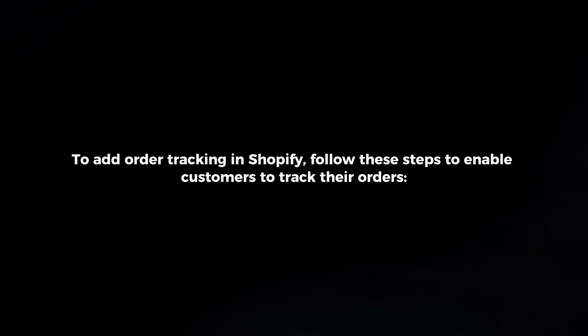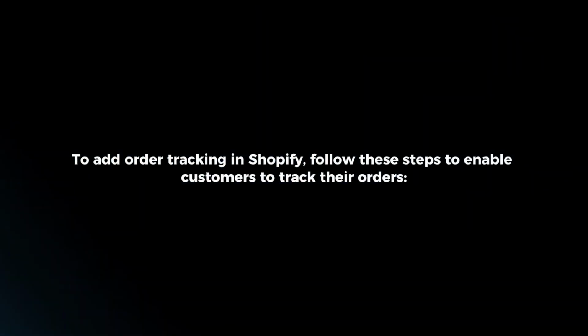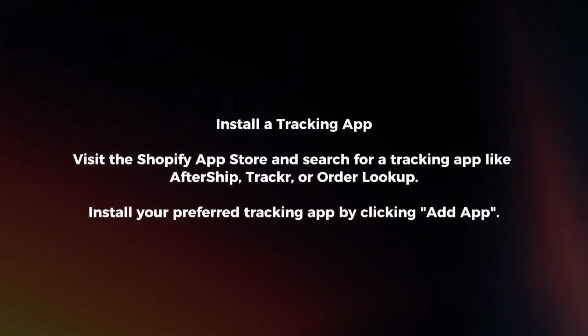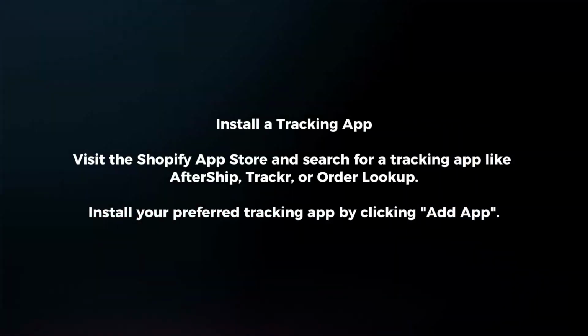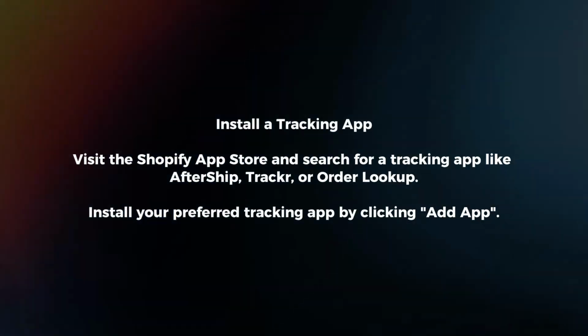To add order tracking in Shopify, follow these steps to enable customers to track their orders. Install a tracking app. Visit the Shopify App Store and search for a tracking app like Aftership, Tracker, or Order Lookup. Install your preferred tracking app by clicking Add App.